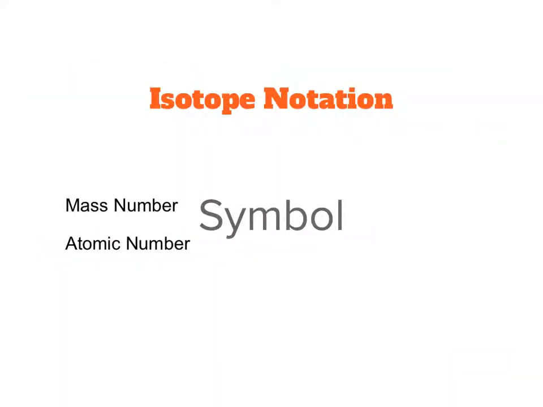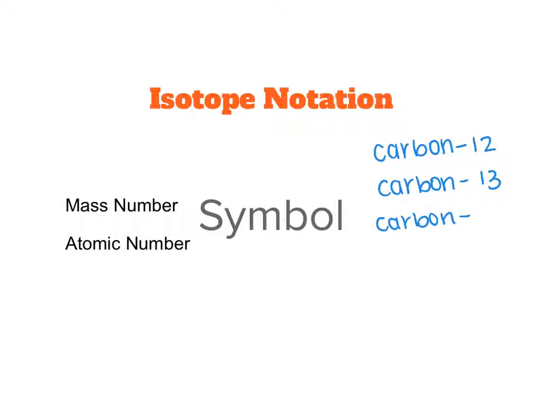When we are looking at isotopes, we need to be able to tell the difference between one. Remember in our last slide, we had carbon 12, we had carbon 13, and we had carbon 14. We need an easy way to tell the difference between each of those types of carbon. To do that, we're going to use something called isotope notation. And isotope notation has 3 parts.